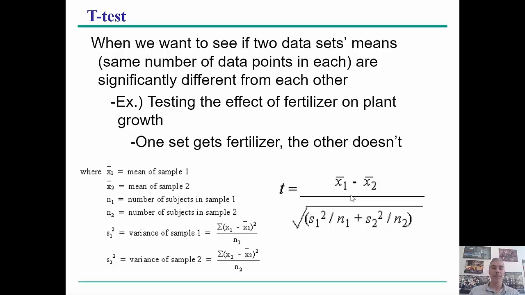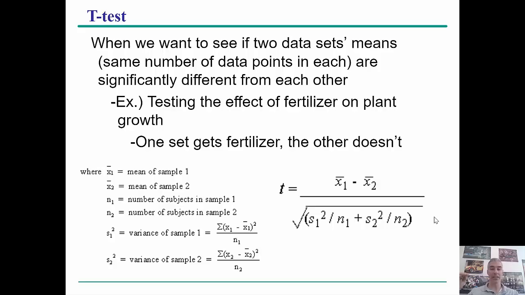So a t-test, like this looks super complicated. You don't need to know how to calculate it. You would type this into a spreadsheet and it would do it for you. And this is like the classic hypothesis testing statistical analysis. If I want to test the effect of fertilizer on plant growth, one set will get fertilizer. We'll measure the average height of all the plants that get fertilizer after a certain amount of time. The other does not. That's the control group.